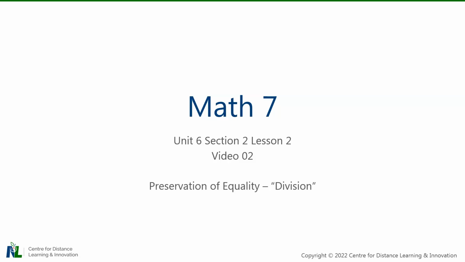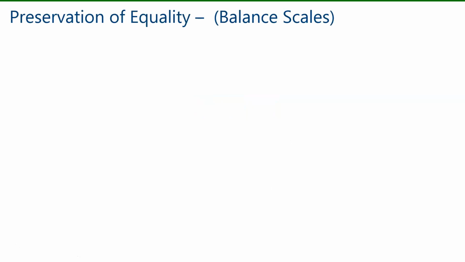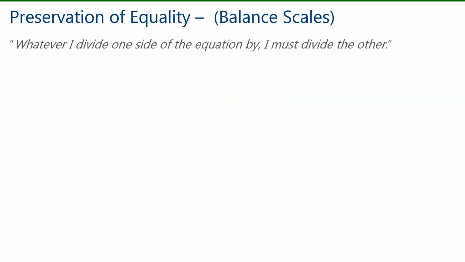In the final video of Section 2, we use our two-pan balance and algebra tiles to explain how division can be used in the preservation of equality. First, we look at our balance scales, and we remember the idea that whatever I divide one side of the equation by, I must divide the other.